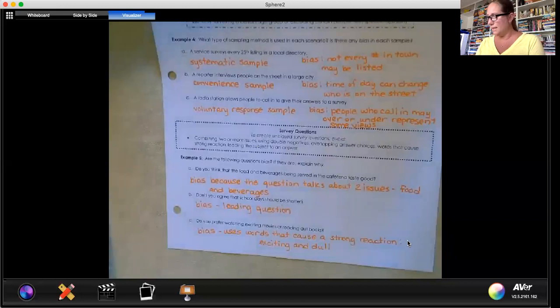Do you prefer watching exciting movies or reading dull books? There are your words that cause strong reaction, dull and exciting. You're also comparing 2 things there.